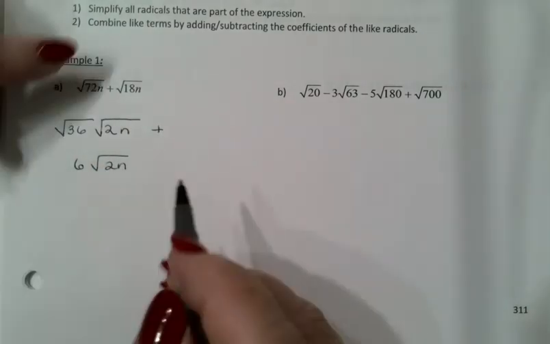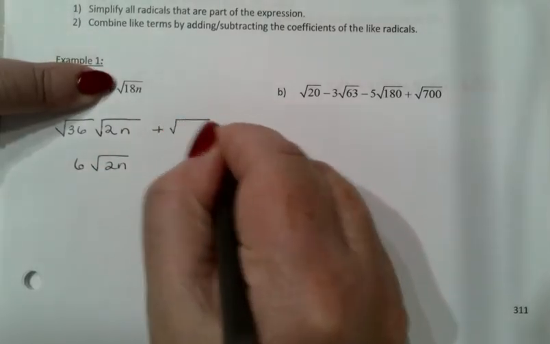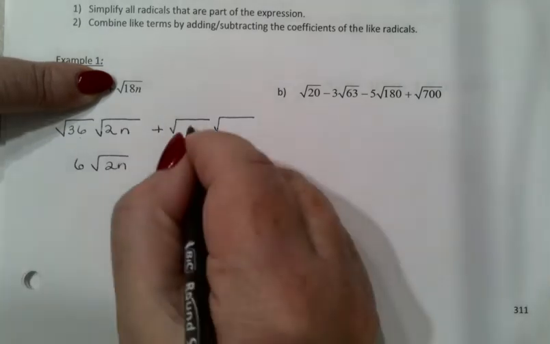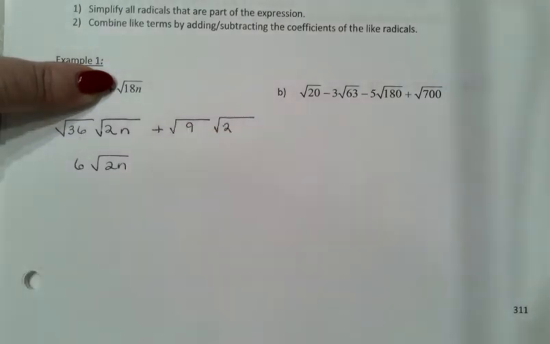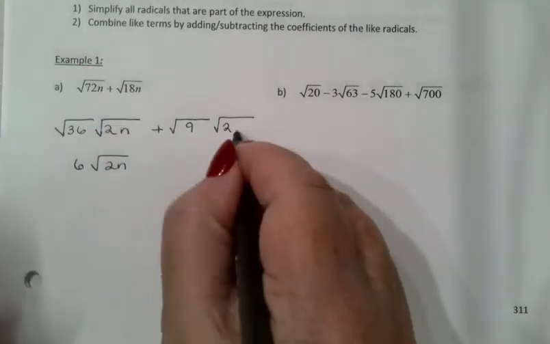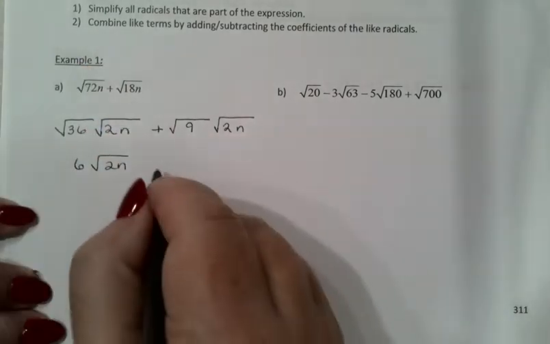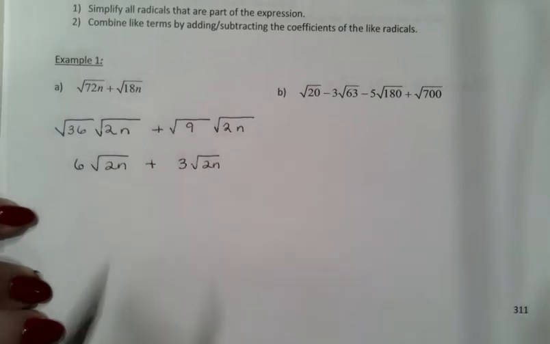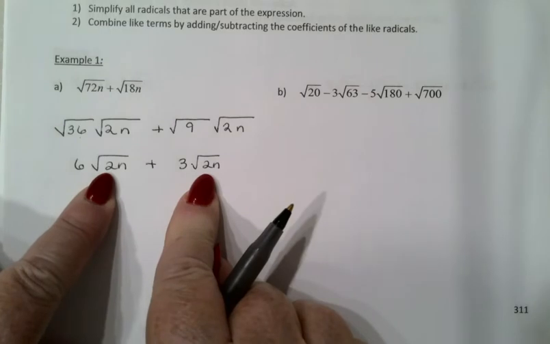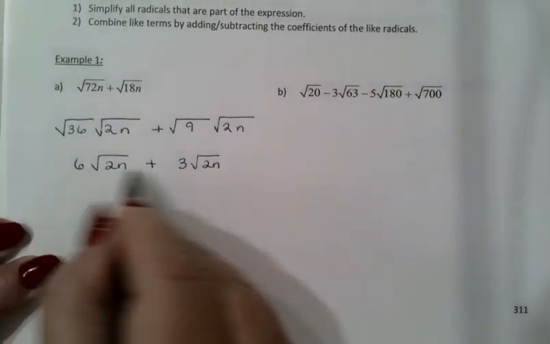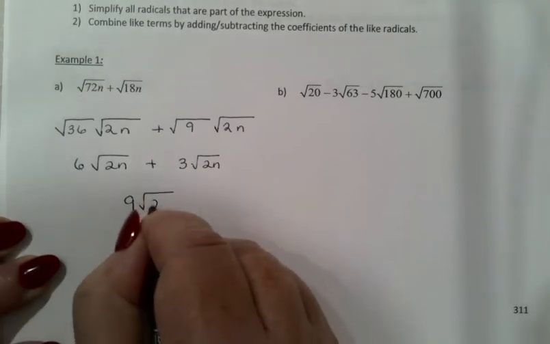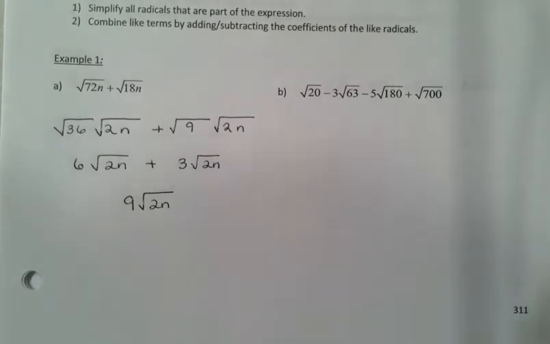Plus, I'm going to break down the square root of 18n. And again, I want a perfect square that goes into 18. So I'm thinking about 9 times 2. And the square root of n is not going to come out evenly. So I'm really adding 3 times the square root of 2n. Now notice those are like radicals, so it's okay to add them. I do that by adding the coefficients. 6 plus 3 would give me 9 times the square root of 2n.